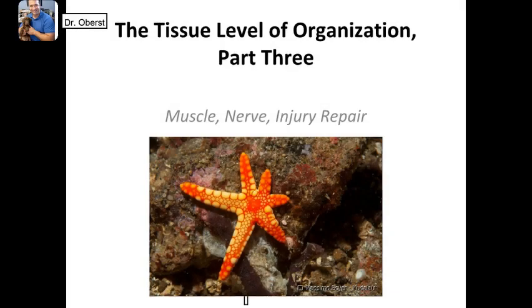Good afternoon. We're going to tackle tissue level of organization part 3. This is our final section of this chapter. We're going to be discussing muscle, nerve tissues, and injury repair as well: how a callus forms, how a scab forms, the function of a scab, and how we can repair our tissues.